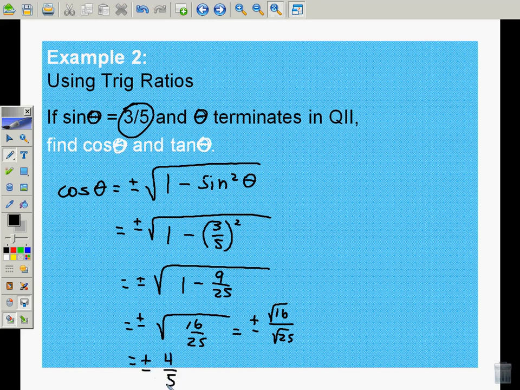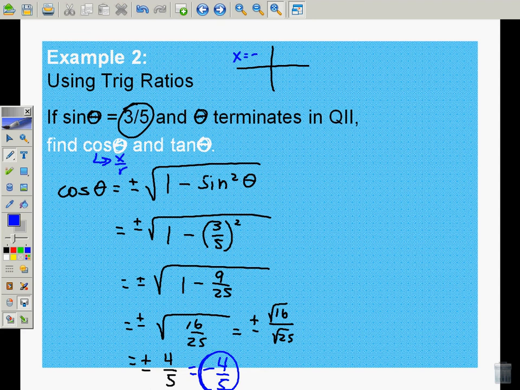How do I decide which one it is? If it's in quadrant 2, look at my x. Okay? Here's my quadrants. So in this one, x is negative. Okay? And cosine, x over r. So it must be the negative option. So we're talking this is equal to negative 4/5. Okay? See how that works? Right there. I'm using my identities. Okay?